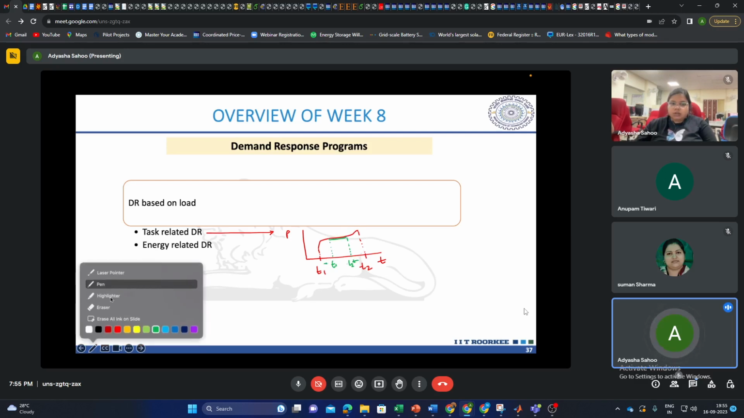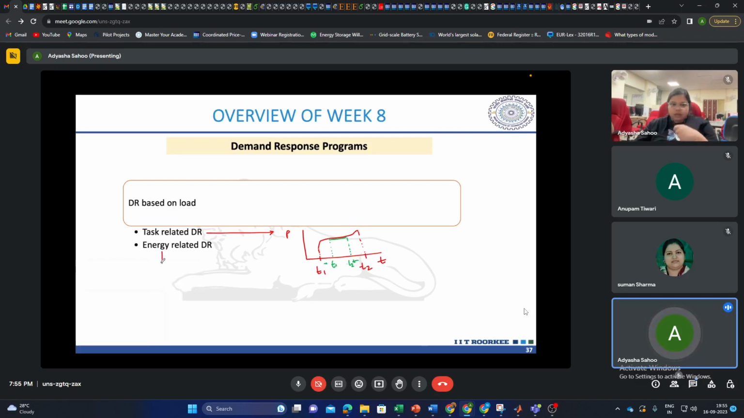But in case of energy related DR, the time will be kept constant, but the profile of power or energy will be changed. So basically the time will remain fixed, but this profile may be changed.